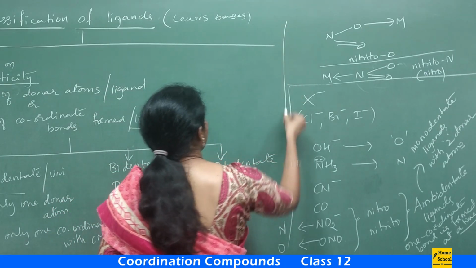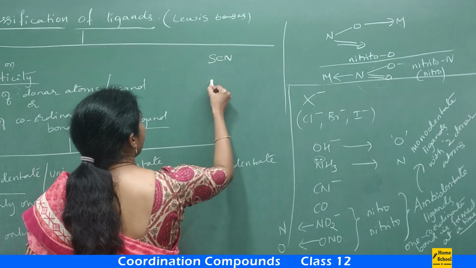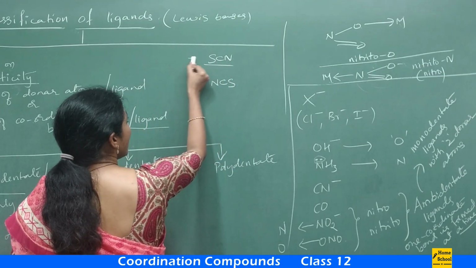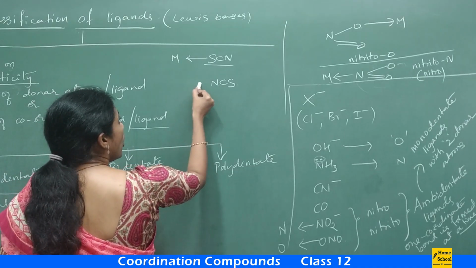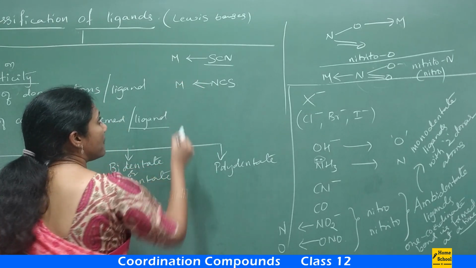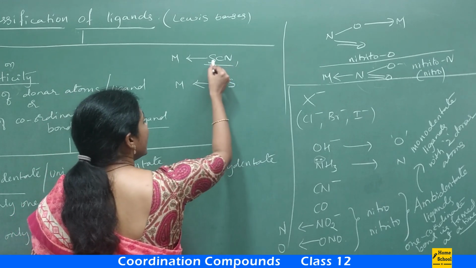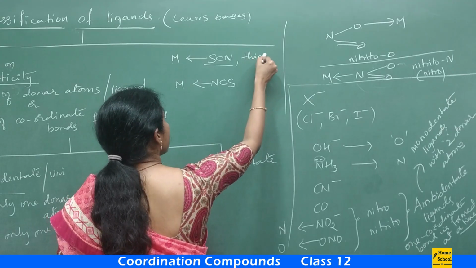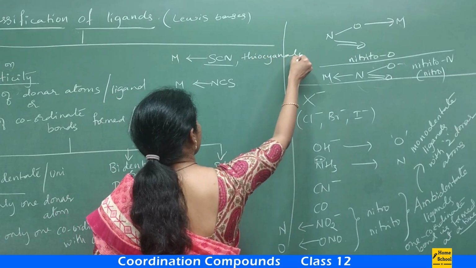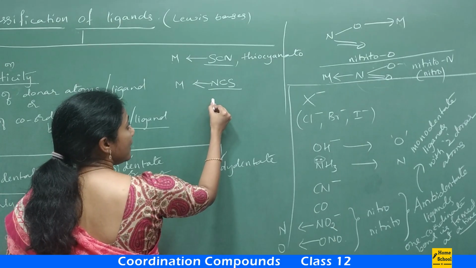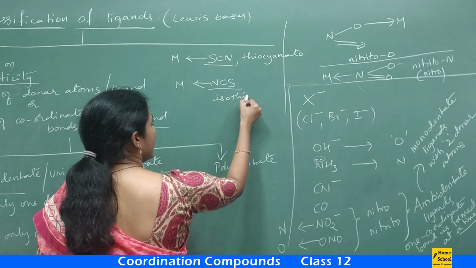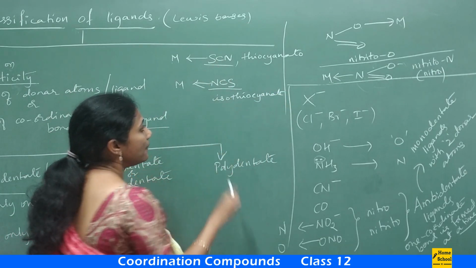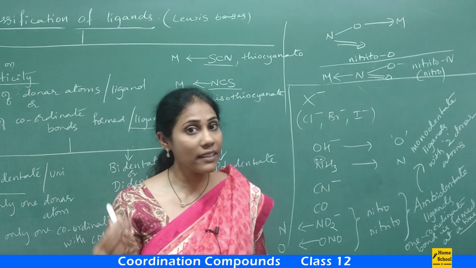Okay, so this is one best example for an ambidentate ligand. Another example for an ambidentate ligand is SCN and NCS. The SCN bond can be from sulfur and the central metal atom, or the bond can be from nitrogen and the central metal atom. Whenever the bond is from sulfur and the central metal atom, this ligand is called thiocyanato, and the other ligand is named isothiocyanato.